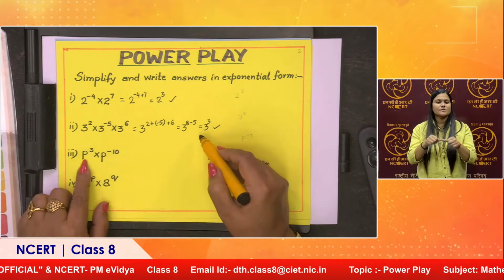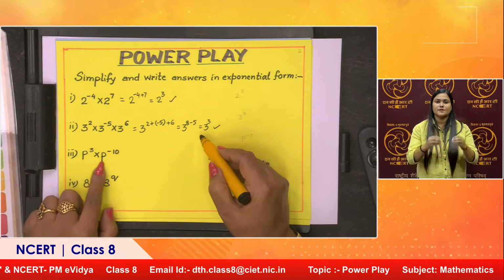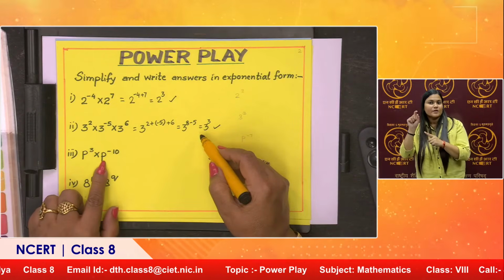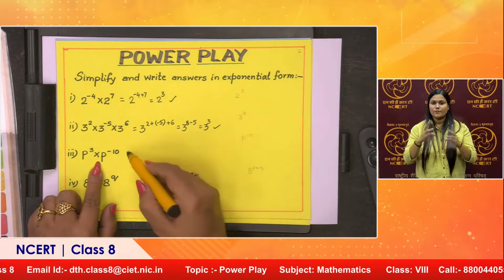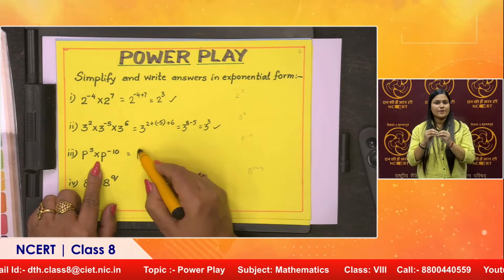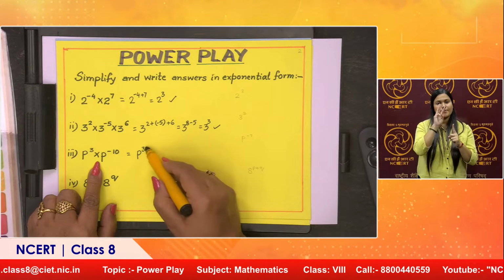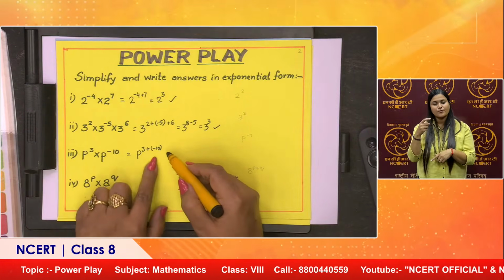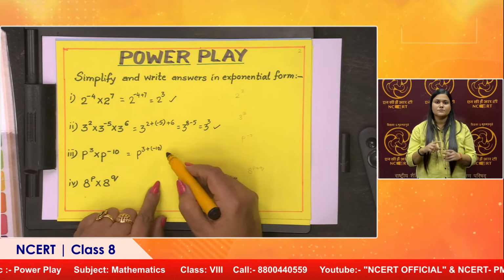Now we have p to the power 3 into p to the power minus 10. Observe here we have an unknown, we don't have a number. But the process remains the same, children. P to the power 3 plus minus 10. Whenever you have two signs, take care that you take the help of brackets.